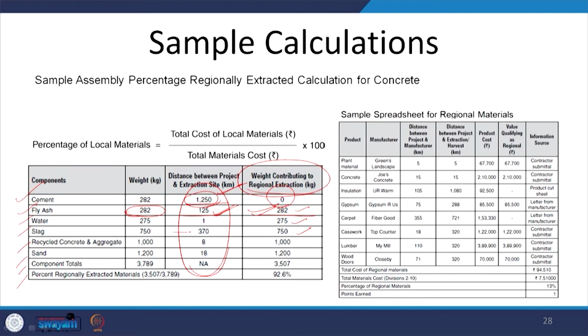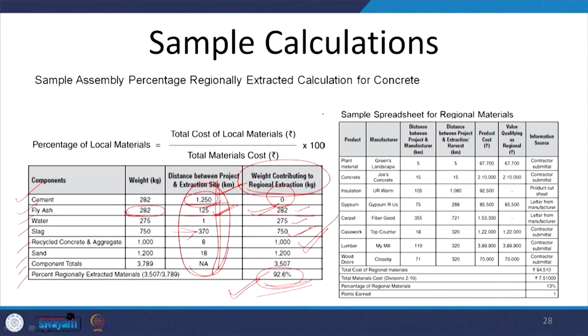Slag again is within 400 kilometers, so 100% of it is counted. So, wherever the distance between the project site and the extraction site or manufacturing site is less than 400 kilometers, it will be contributing towards the local material, and we calculate it as a percentage. 92.6 is a high percentage. Here the minimum requirement was only 10 to 20%. So, this criteria would be achieved by showing this kind of a calculation.